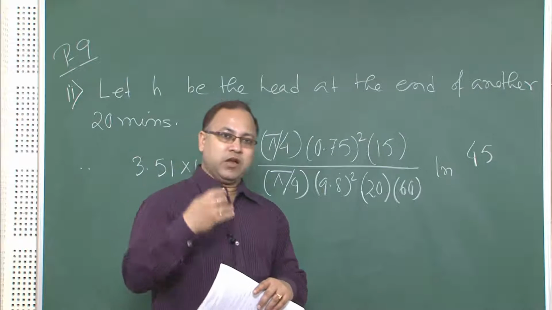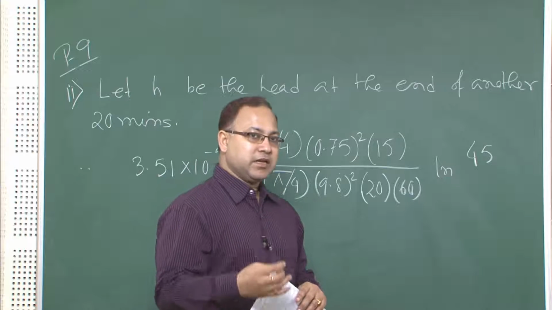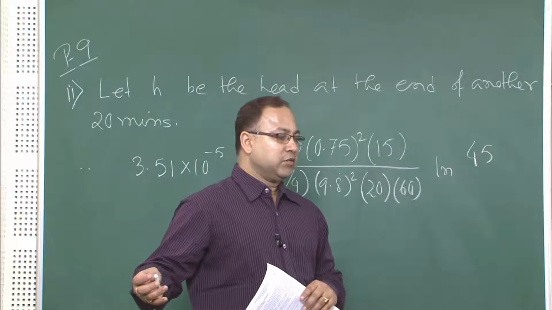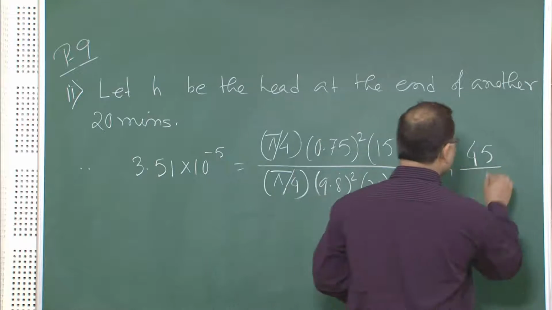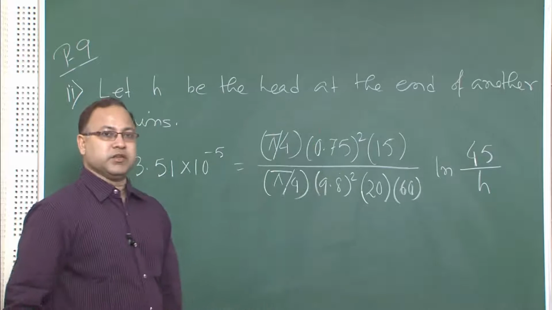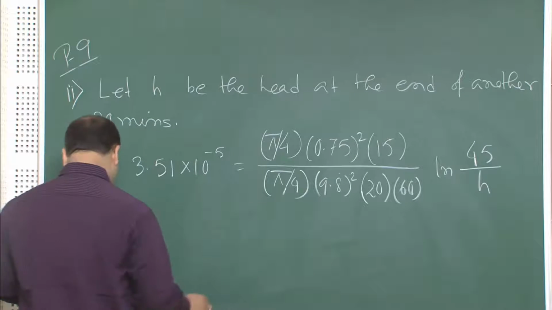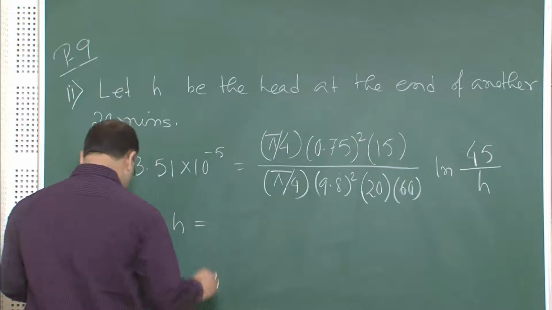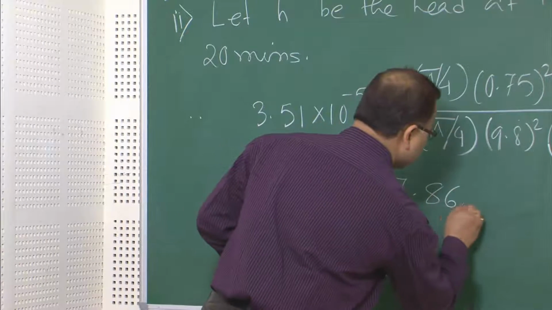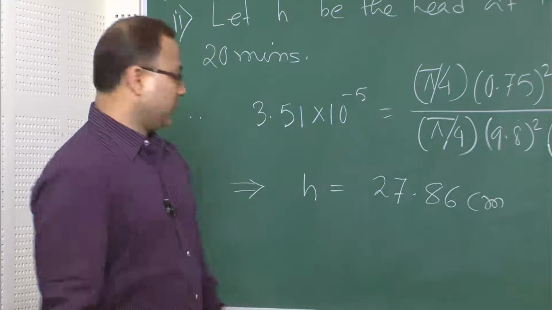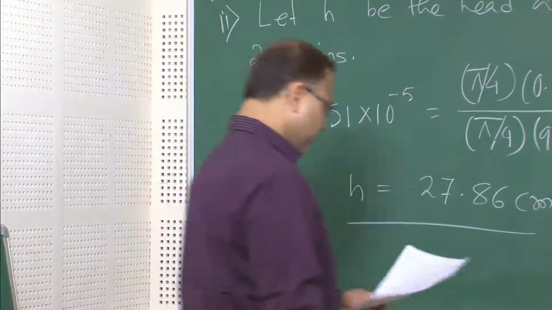Now, because you have allowed the water to fall from 60 to 45 centimeter, and then you are starting the experiment for another 20 minutes. So, that means your initial head will be 45. So, 45 will be coming as H1, and this is your final head after another 20 minutes. So, from this if you solve, you will be getting H equal to 27.86 centimeter.